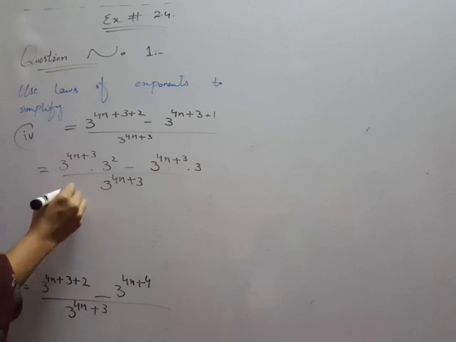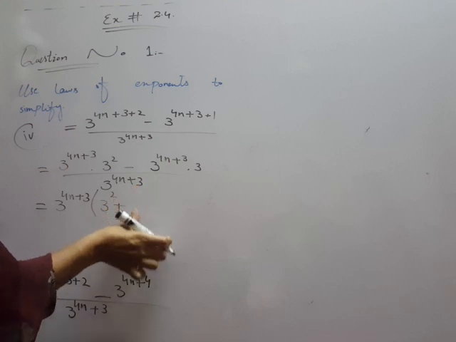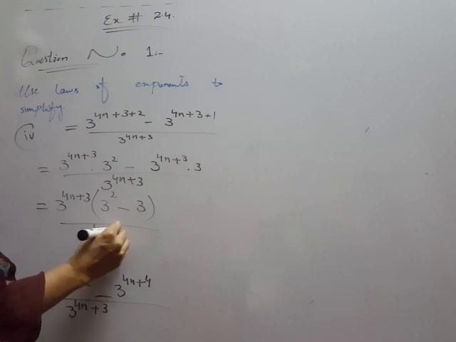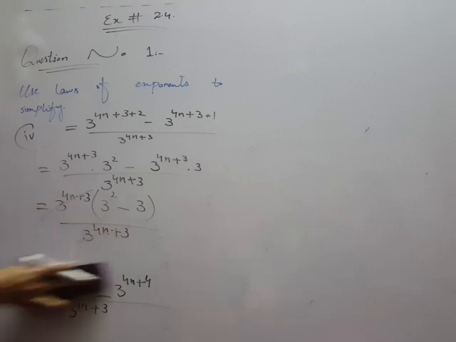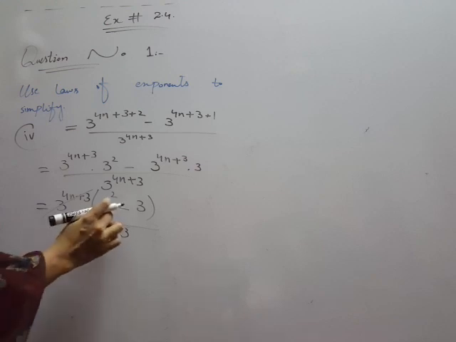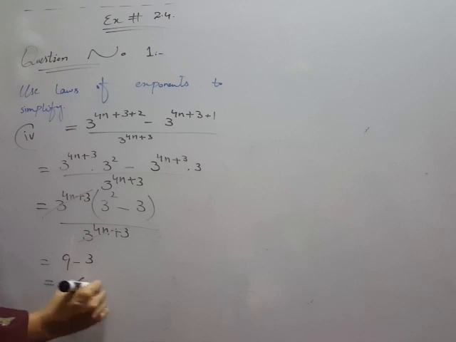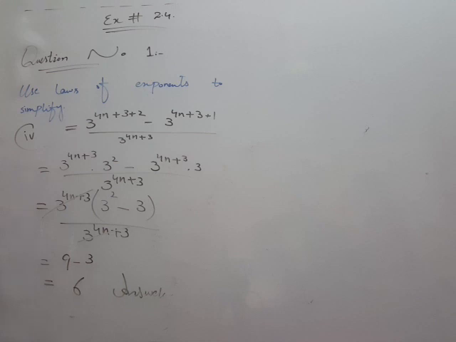Now take common 3 raised to power 4n plus 3, and what remains is 3 square minus 3, divided by 3 raised to power 4n plus 3. This will be cancelled with this. Here 3 square is 9, so 9 minus 3 is equal to 6, and this is the answer of the fourth part of question number 1.